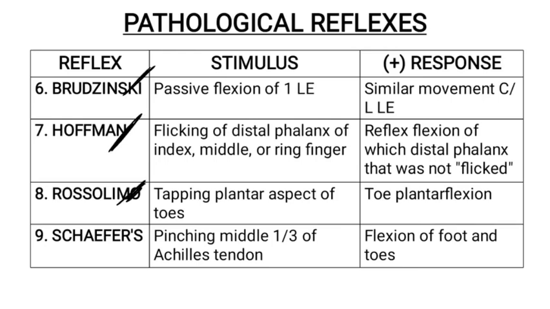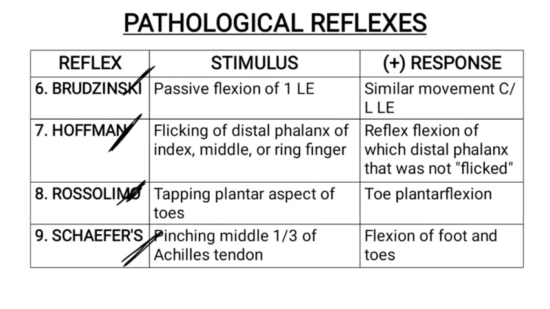Next, you have your Rossolimo's. Rossolimo's is elicited by tapping the plantar aspect of the toes, and the response is toe plantar flexion. Again, this does not happen in a person without pathology. So when Rossolimo's is positive, it is usually a determinant of a pyramidal tract lesion.